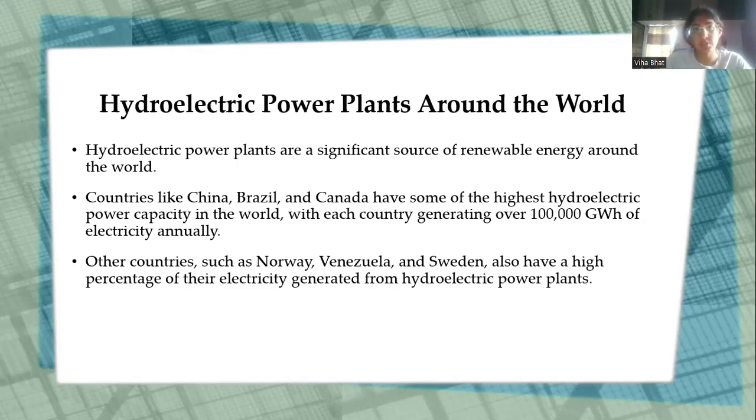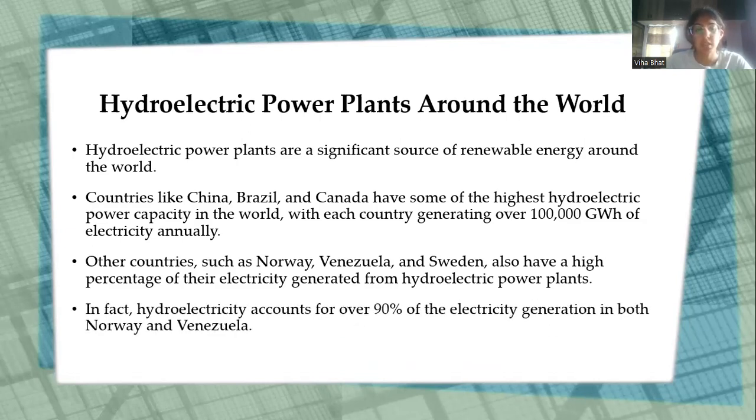In India, however, solar energy is the most used renewable energy source, used more than hydroelectric power plants. But hydroelectric power plants were one of the first renewable sources of energy harvesting that we saw in this world. In fact, hydroelectric power accounts for over 90% of electricity generation in both Norway and Venezuela.